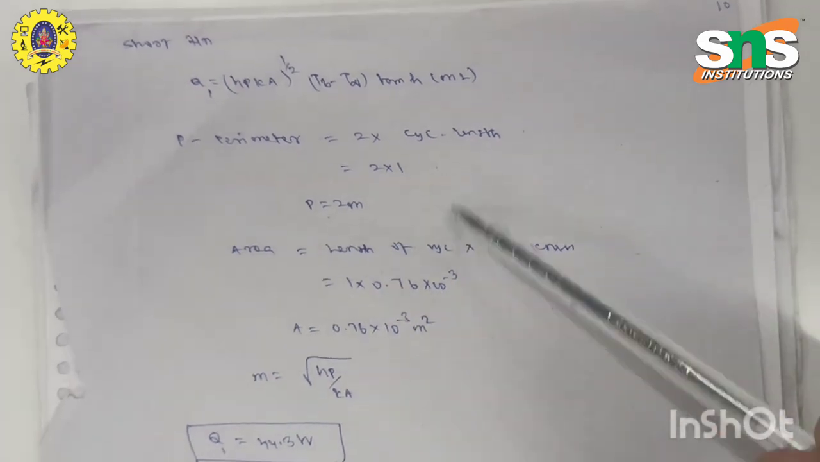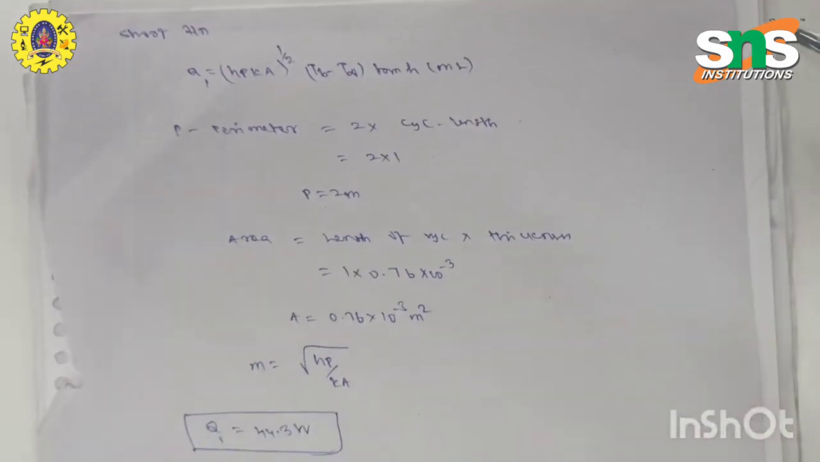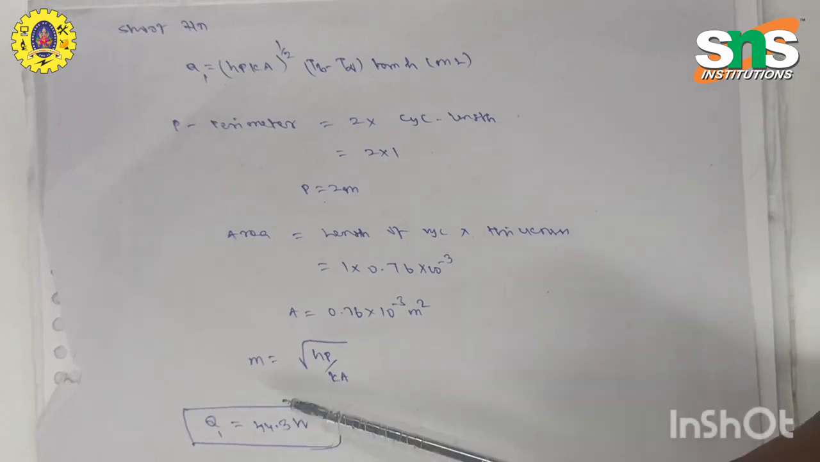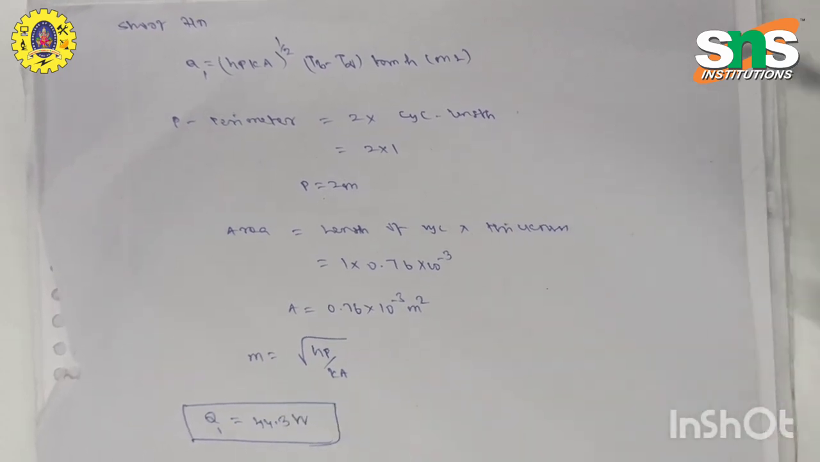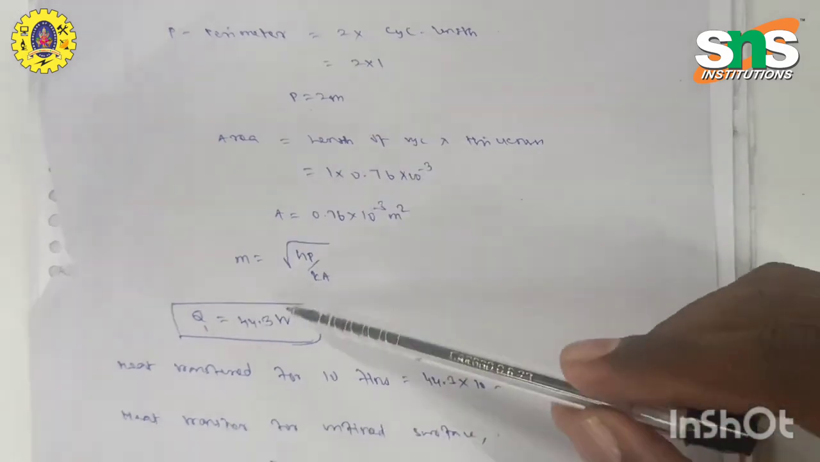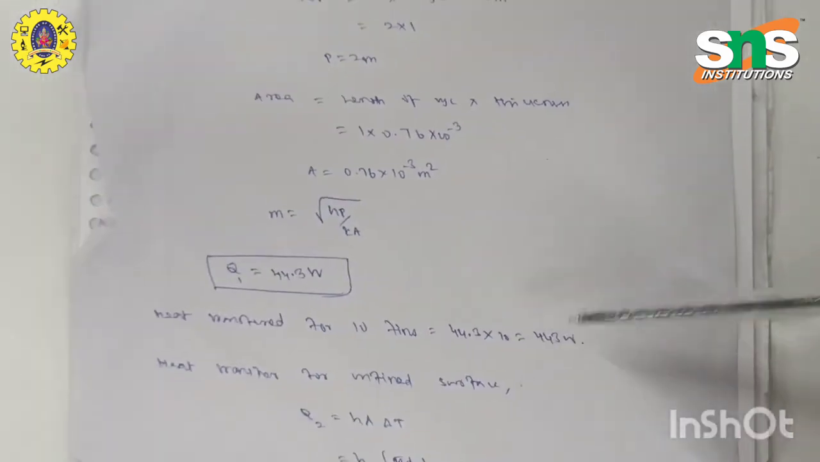We substitute all these values, we get m as root of hP by kA, and the total heat transfer is 44.3 watt. And the heat transfer for 10 fins, we multiply these values by 10, is equal to 443 watt.